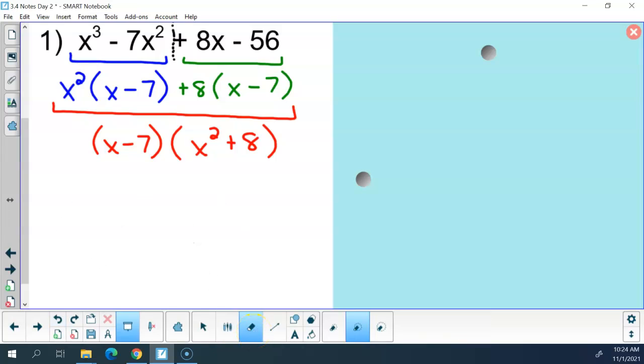Can I factor either one of those two anymore? Can I factor x minus 7 anymore? No. Can I factor x squared plus 8 anymore? No. Why? Because x squared is a perfect square, but 8 isn't. 8's a perfect cube, but x squared isn't. So we're done. That is as far as we can factor.